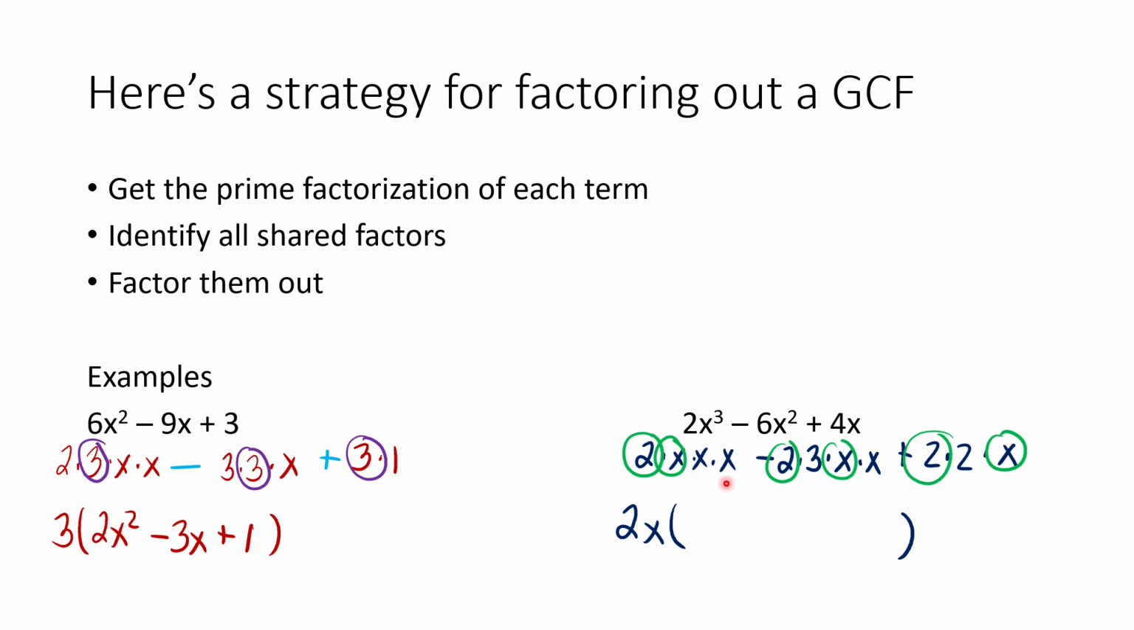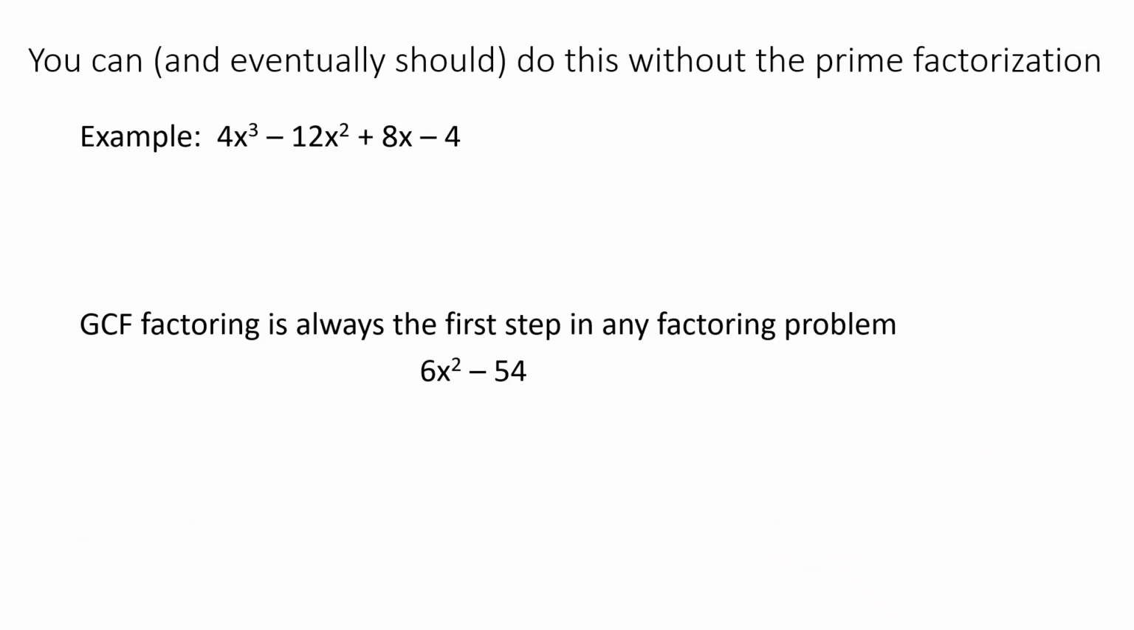And now we just see, well, what's left over? What will still be there? And we'll put it back together. So x times x is x squared. In the middle here, I've got 3 times x, so we'll have a minus 3x right there. And then it looks like plus a 2. And we would say, again, the vocabulary that we would use there is I factored out a 2x, okay? And this is a pretty foolproof strategy of getting the prime factorization and then identifying all of the common factors and factoring them out. Now, you can and eventually should do this without the prime factorization.